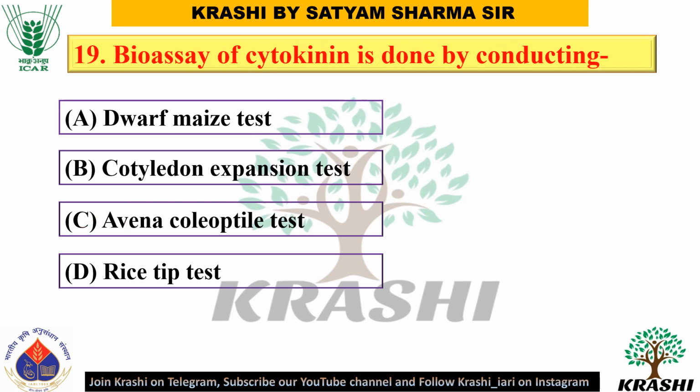Question number 19. Bioassay of cytokinin is done by conducting the cotyledon expansion test. The dwarf maize test is done for Gibberellin and Avena coleoptile is for auxin.